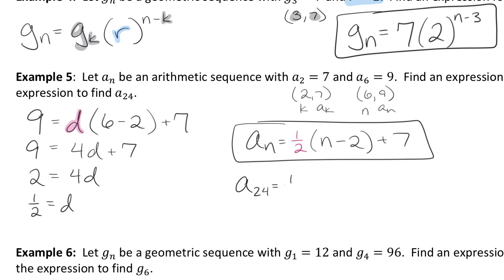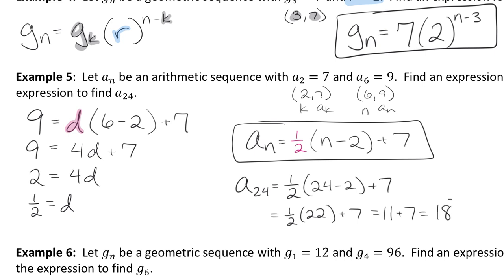A sub 24 is what we're going to get when we do 1/2 times 24 minus 2 plus 7. And that is either a calculator question, or if you're on a non-calculator section of the test, a brain question. Let's do it with our brain. What is 24 minus 2? 22. PEMDAS is telling me to start from the parentheses, so I do. Then it tells me to do multiplication and division, which means I'm going to do half of 22. 11. And 11 plus 7? 18.